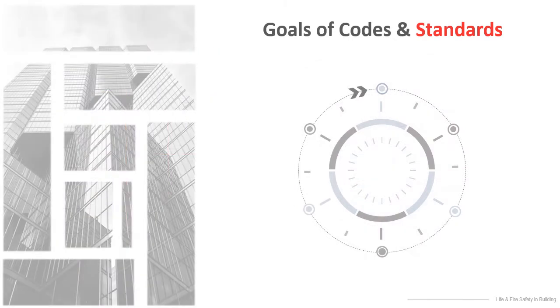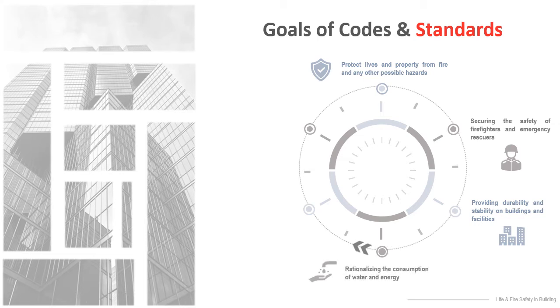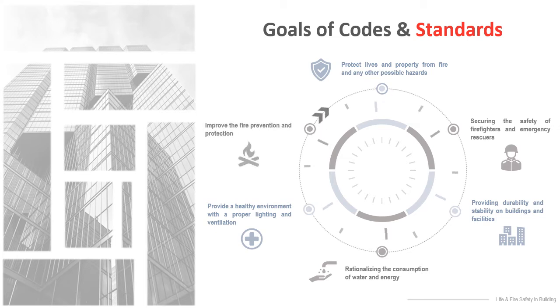Moving to the goals of the code and standard. By achieving the intended goals of the code and standards, it will allow us to protect lives and property from fire and any other possible hazard, securing the safety of firefighting and emergency rescues, providing durability and stability in buildings and facilities, rationalizing the consumption of water and energy, providing a healthy environment with proper lighting and ventilation, and improving fire prevention and protection.